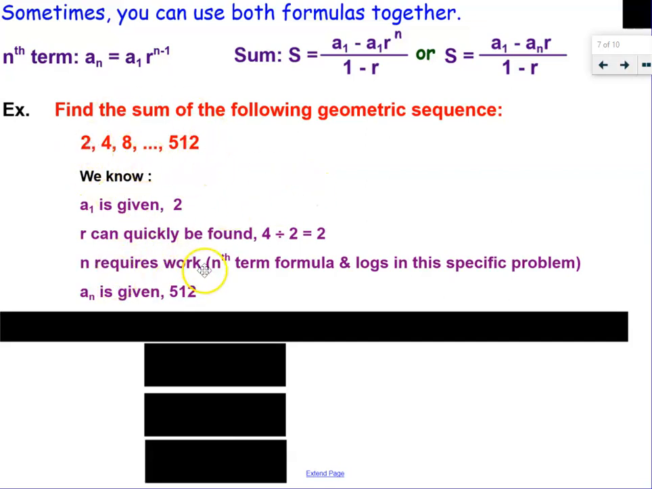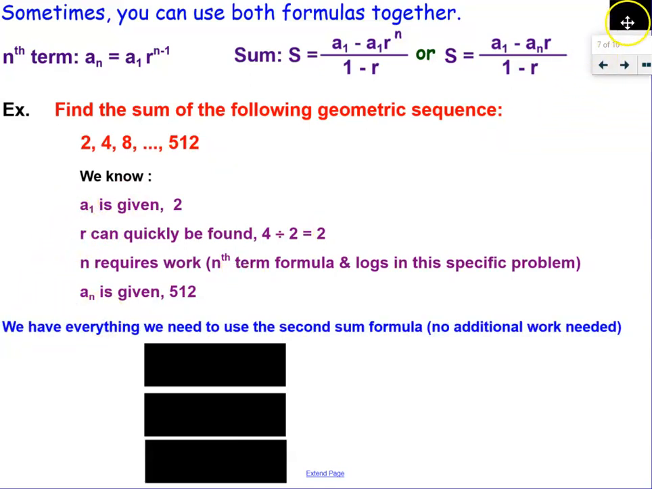n, the number of terms, requires some work. We're going to use this nth term formula. And actually, because we don't know what n is, it's going to require using logarithms. So it's going to be a lot of work for this problem. Not always. Sometimes you can use radicals or roots, like fourth root or whatever. And then the last term, an, is given to us. It's 512. I know a1, an, and r. So actually, I can use the second formula without having to do any work at all. No need to use this first formula, although I could use it to find the number of terms, which again, we don't know yet.